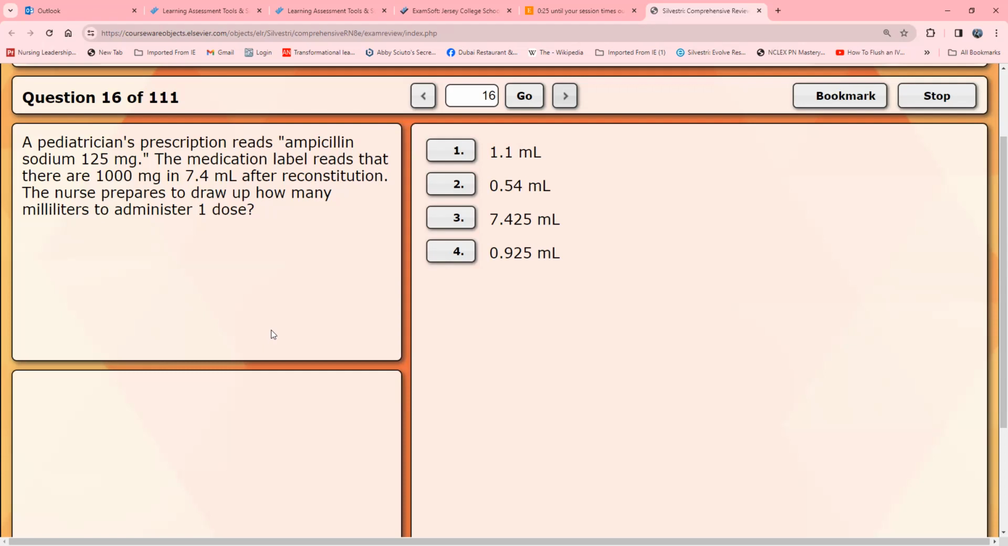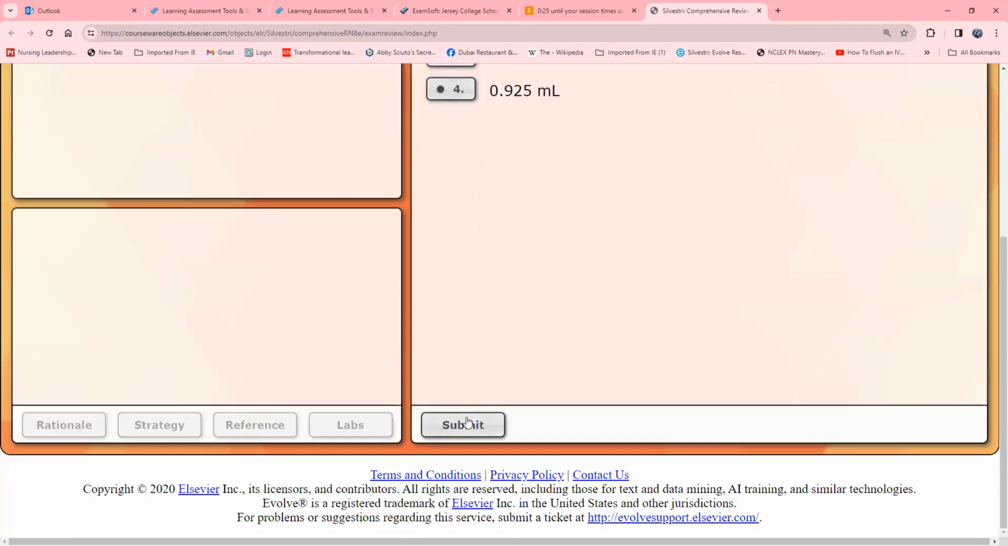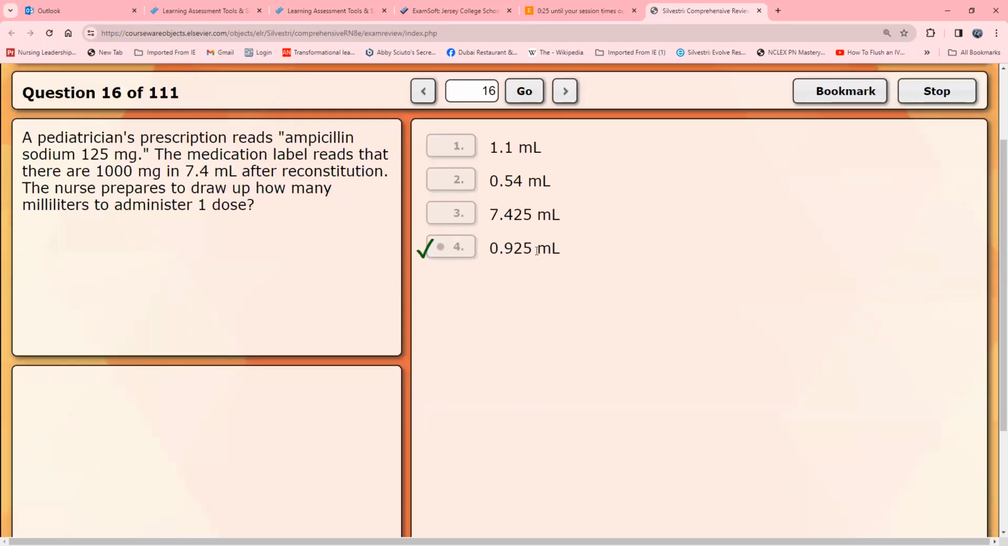125. And what you have on hand is 1,000 milligrams in 7.4 mLs, right? Divided by that. So what's your answer here? 0.925 mL. Exactly. 0.925. Yep.